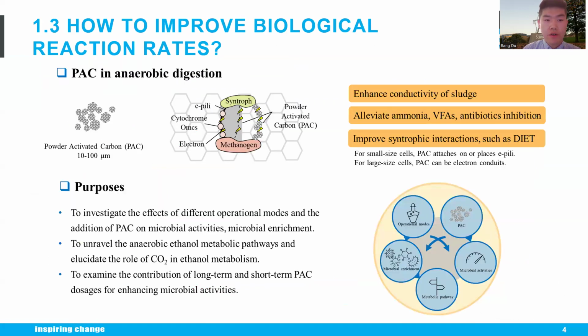The ethanol oxidation process not only requires adjustment of the metabolic pathway, but also needs to consider metabolic rates. In addition to changing the operational parameters in the system, the addition of conductive material is also an important way. Powdered activated carbon has been studied in enhancing the degradation rate of other substrates in AD, and there is limited research on its use with ethanol.